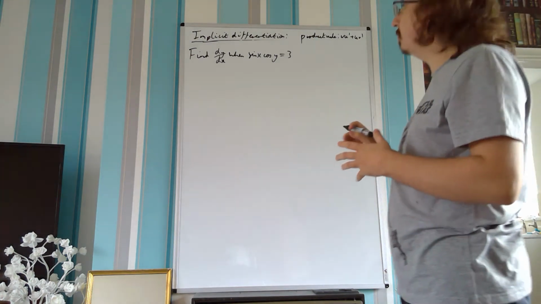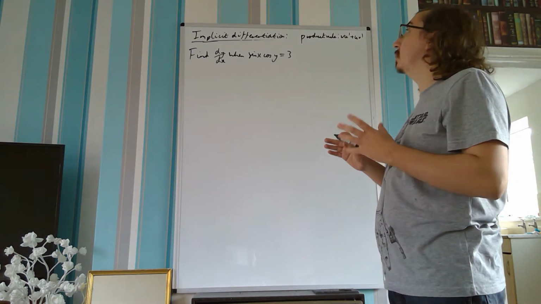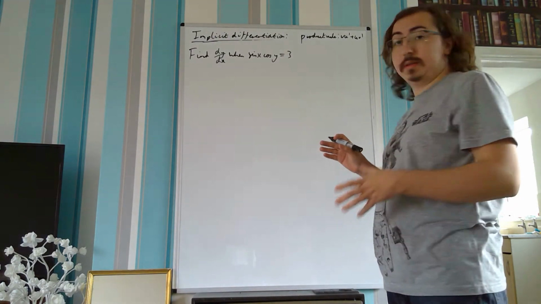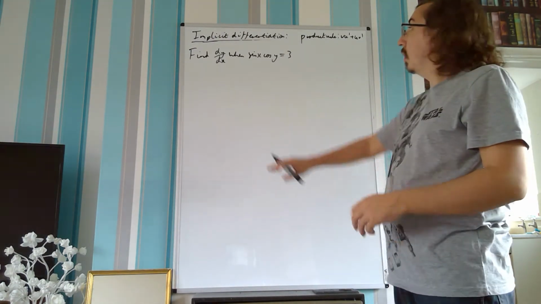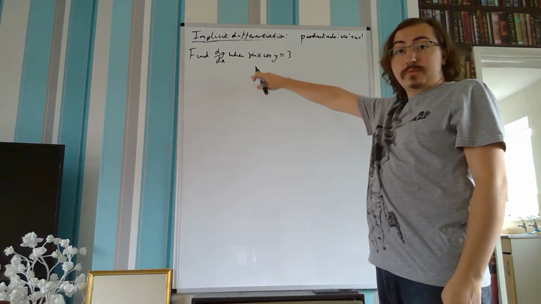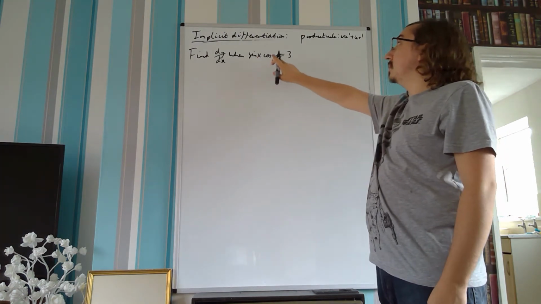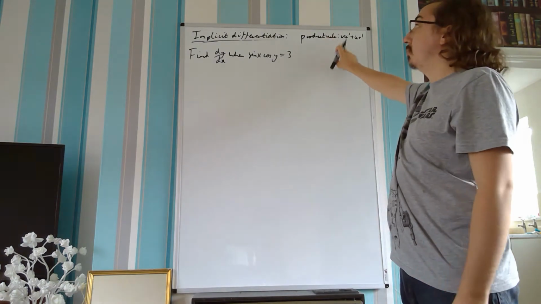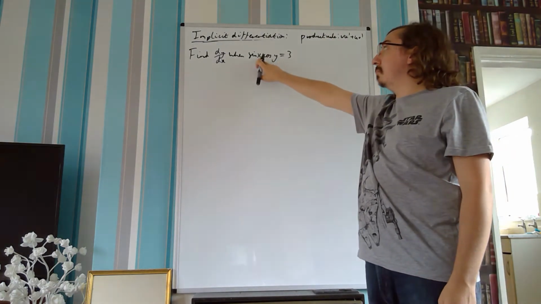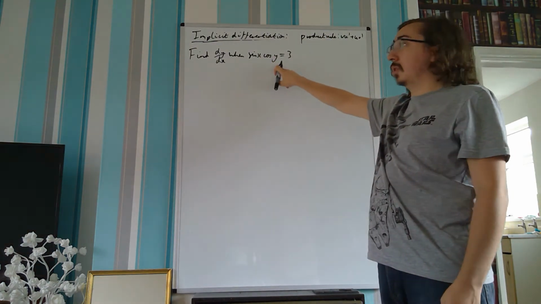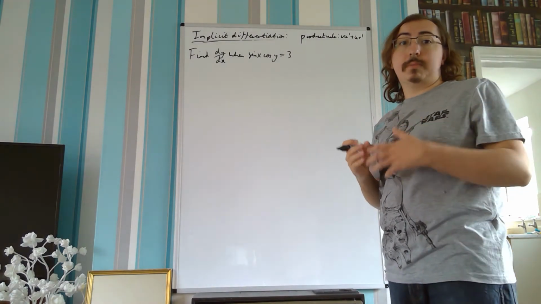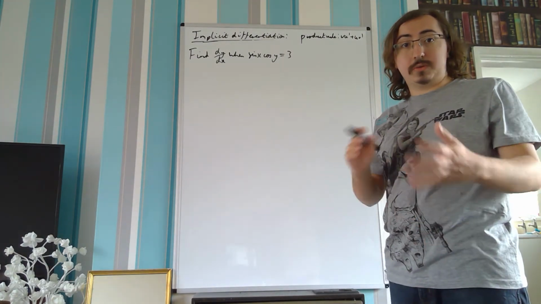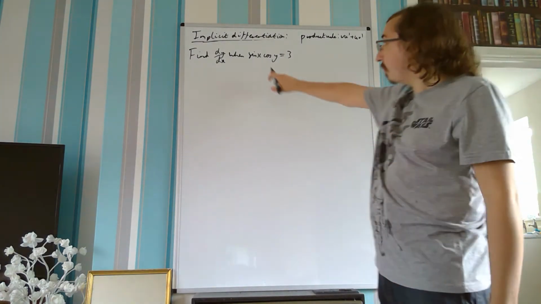So for this problem, we're going to find dy by dx when sine x cos y is equal to 3. Now, two things we've got to recognise here. We've got sine x times cos y, so if it's a product, we're going to need to use the product rule. But because we've got a mixture of variables, sine x and cos y, we also need to use implicit differentiation, so we're going to use a mixture of the two rules.